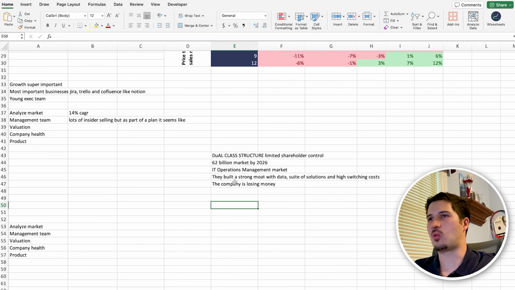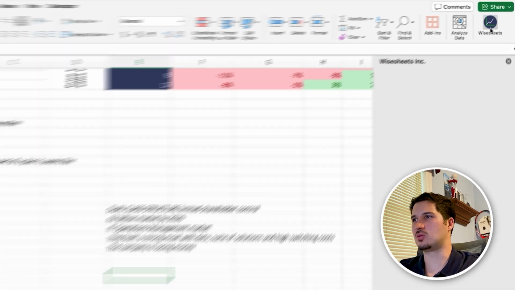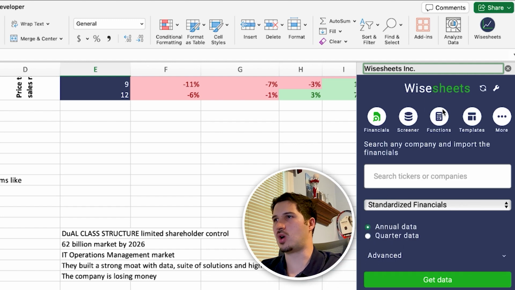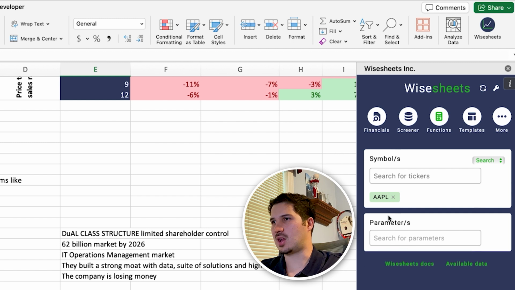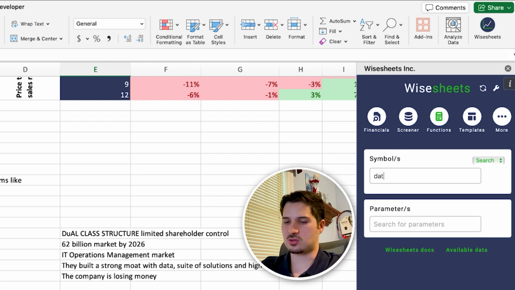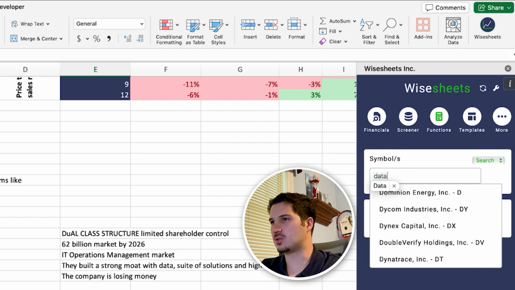Now, one thing I want to know as well is if I could get the revenue breakdowns of the company. For that, I'm actually going to use Y-Sheets. This is an add-on that works on Excel and Google Sheets and allows you to get data. So in this case, we're going to get data for Datadog.